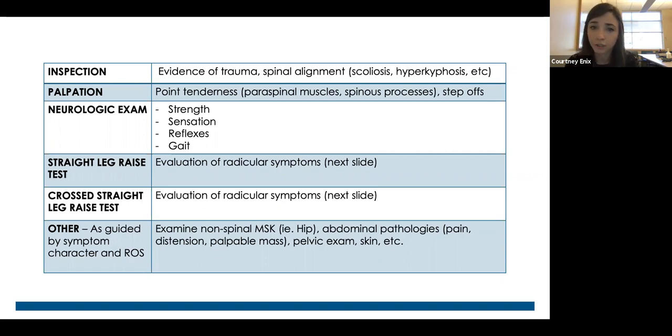You don't necessarily have to do cranial nerves for somebody who's coming in with low back pain, but you should be assessing strength in all of their muscle groups in their lower extremities, testing sensation, looking at reflexes, and then looking at their gait as well.